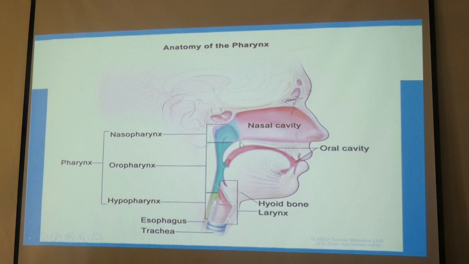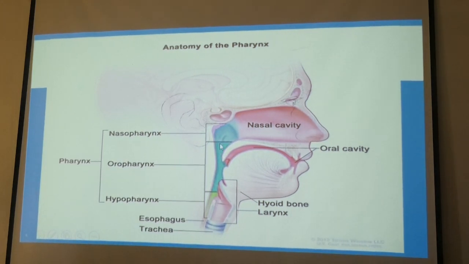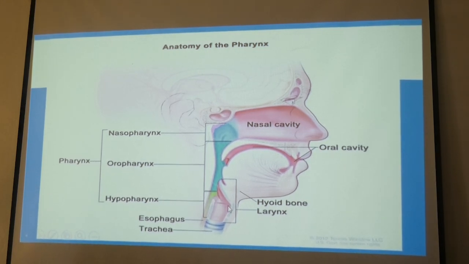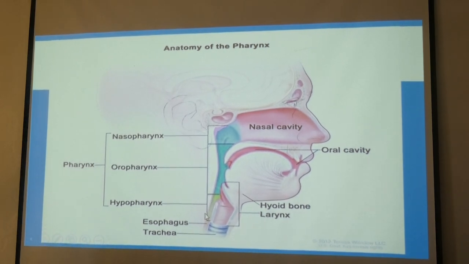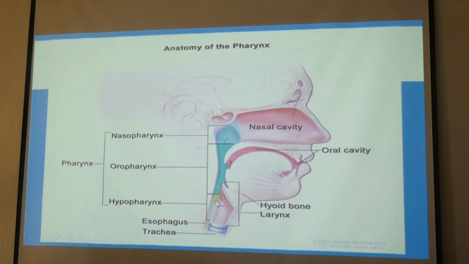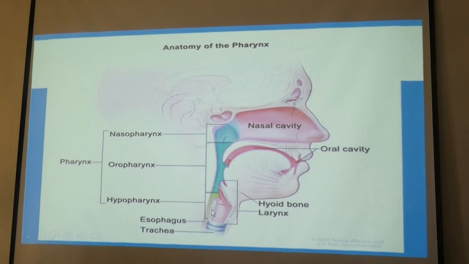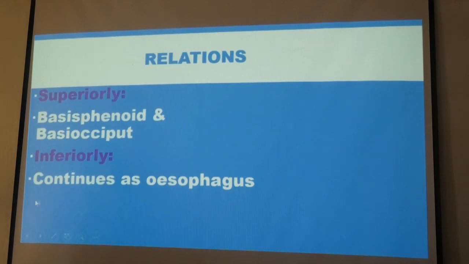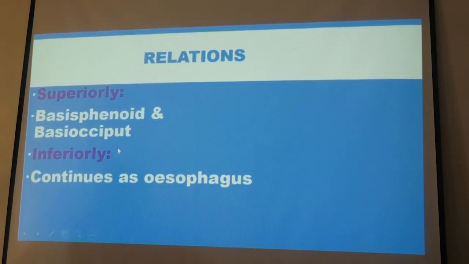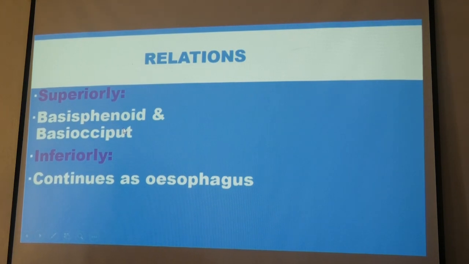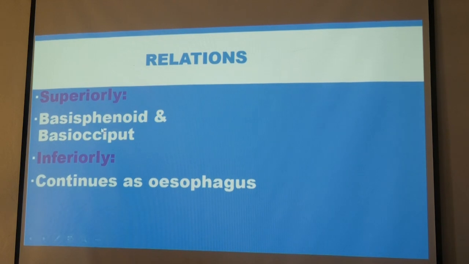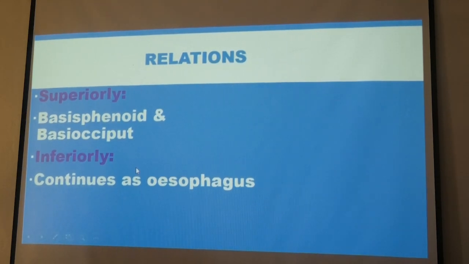ওকে, so see, this is the nasopharynx, this is the oropharynx, and this part is the laryngopharynx. Why it is called laryngopharynx? This is just posterior to the larynx. এখানে দেখতে পাচ্ছিস larynx, it is just present posterior to the larynx. Okay, so superiorly কি কি থাকছে, superiorly থাকছে basisphenoid and basi-occiput. These are the part of the base of the skull. Okay, and inferiorly it is continuous as esophagus.